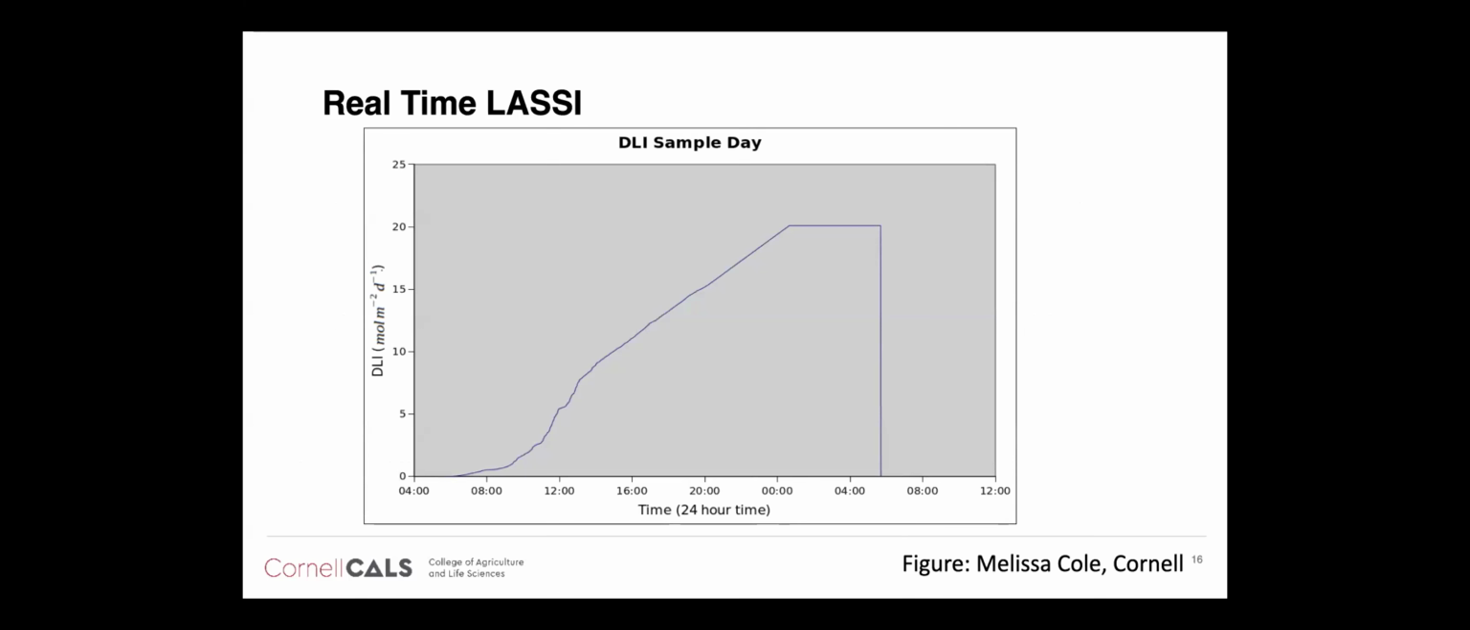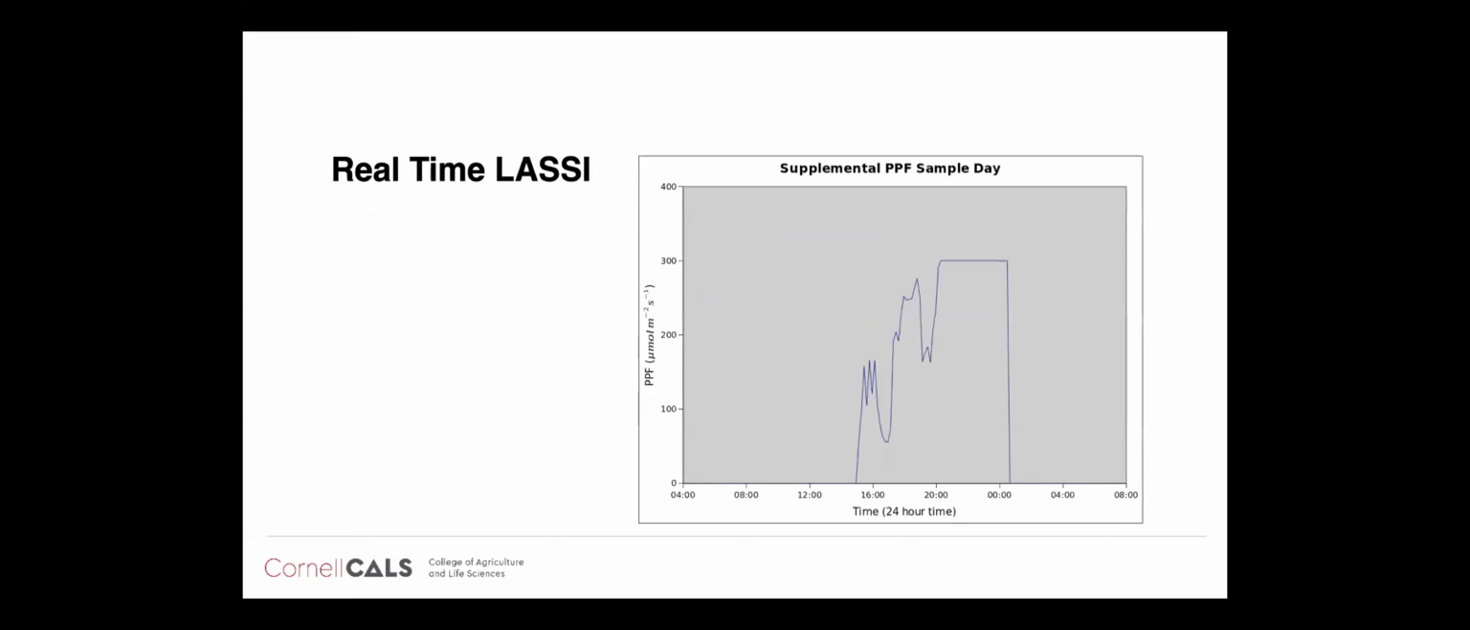So next slide. Here we can see what the actual output of the fixtures was on that day. Again, we had a maximum threshold of 300 micromoles, and we can see the output varied quite a lot. That was to make up the difference from the natural light to that 300 micromole level. So we were able to maintain a consistent light level and hit our target. That was one of the goals of this version of real-time LASSI.